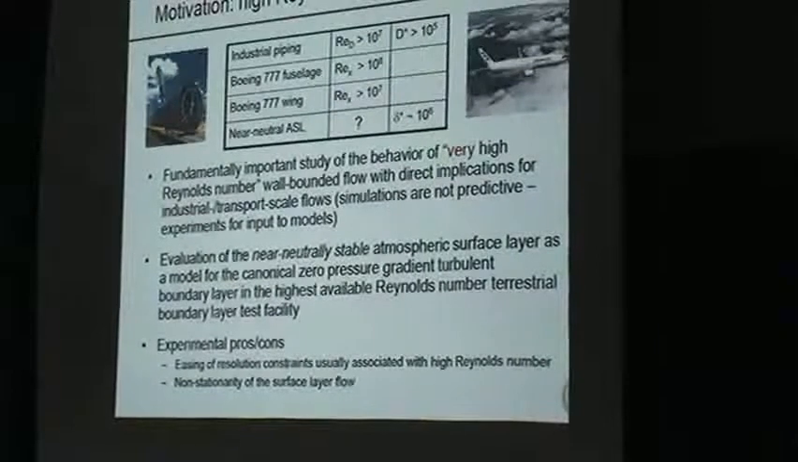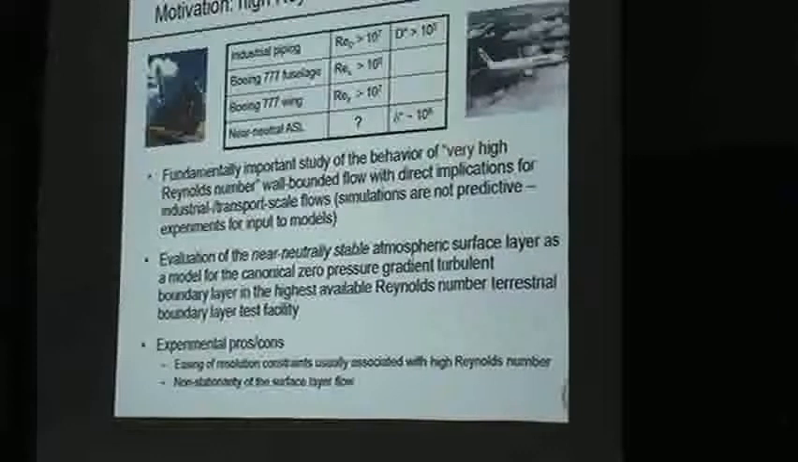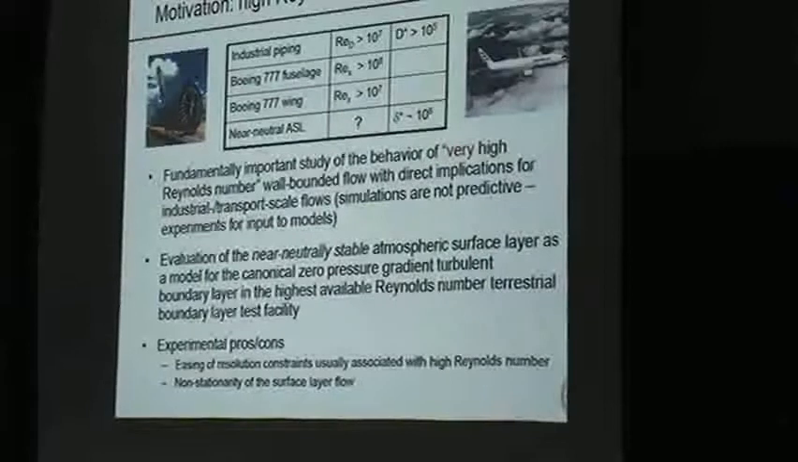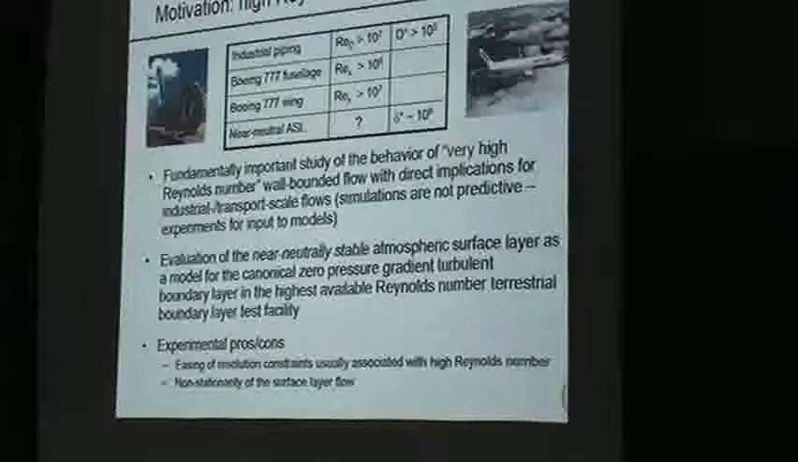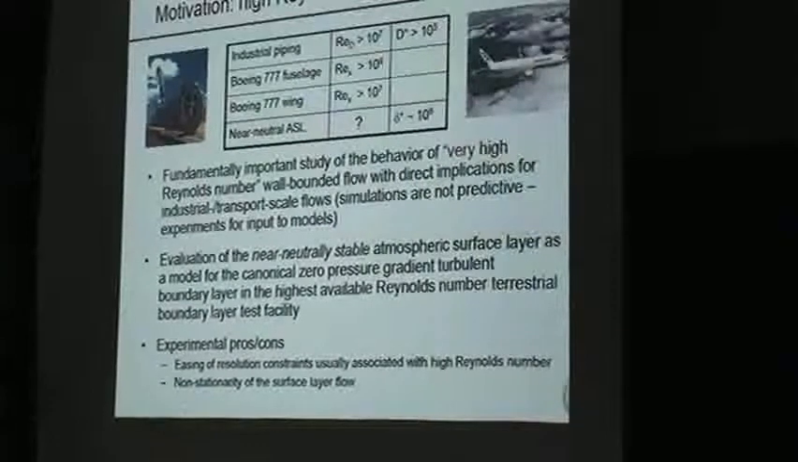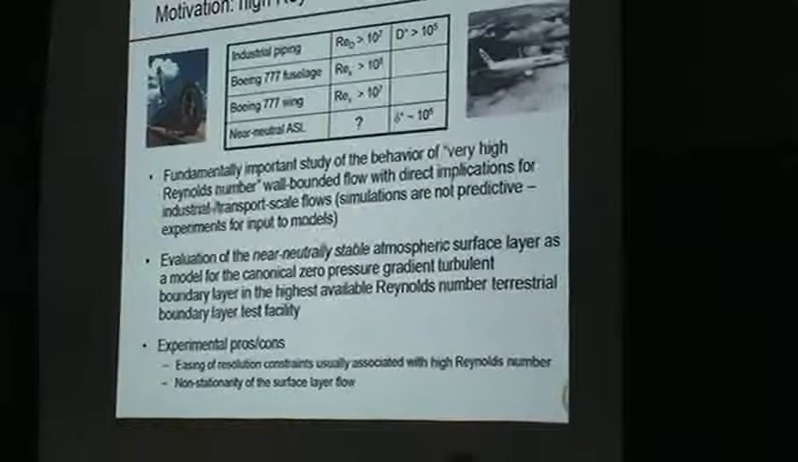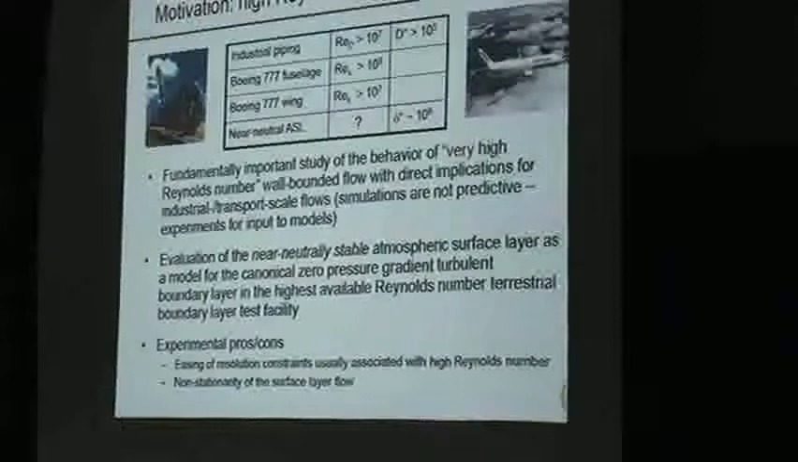So if you try to get something like this in a laboratory flow, your viscous length scale is going to be so very small that it's going to be very hard to fully resolve, spatially and possibly even temporally. The surface layer is a unique facility in the sense that delta, the surface layer thickness, is of the order of 100 meters at the site that I'm going to show you. Obviously that's not realistic in a laboratory flow. So that means the viscous length scale is measurable.